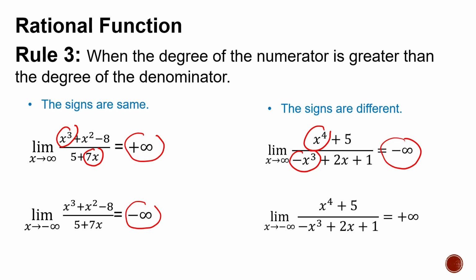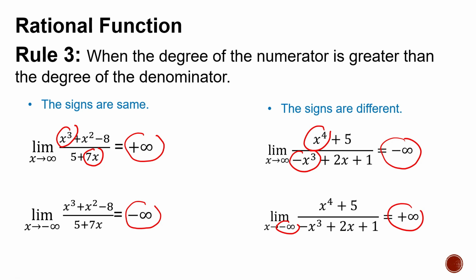So again, the conditions here are two. If the degree in the numerator is greater than the degree in the denominator, and the signs are different. And of course, the question is the limit of that function as x approaches negative infinity. The answer will be positive infinity.